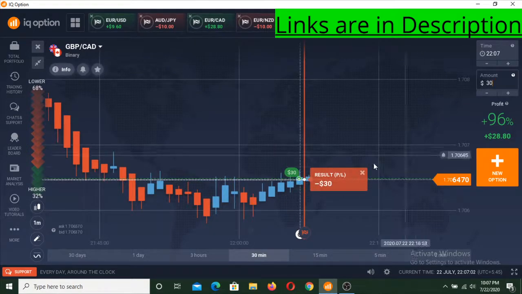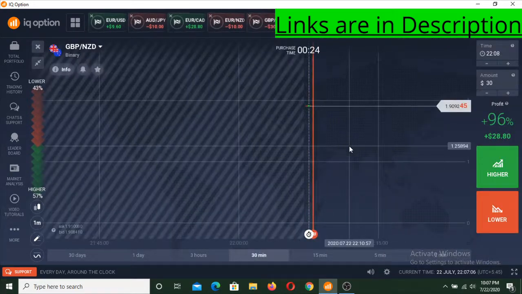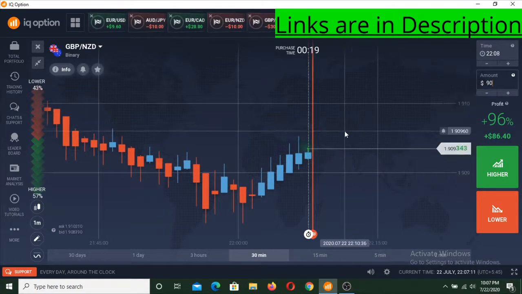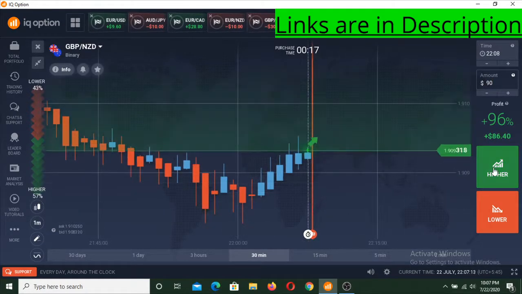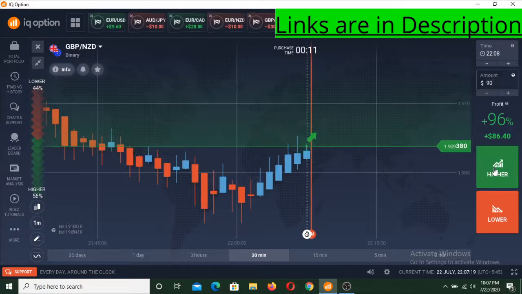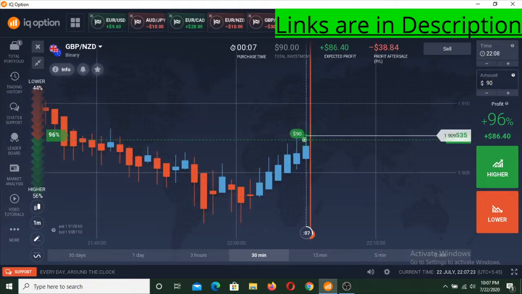I made a loss of $30 here, so I'll select another currency pair. Now here I would invest $90. If it comes immediately down, then I'm going to make a trade. I made a trade, but it was too high, but let's see what happens.